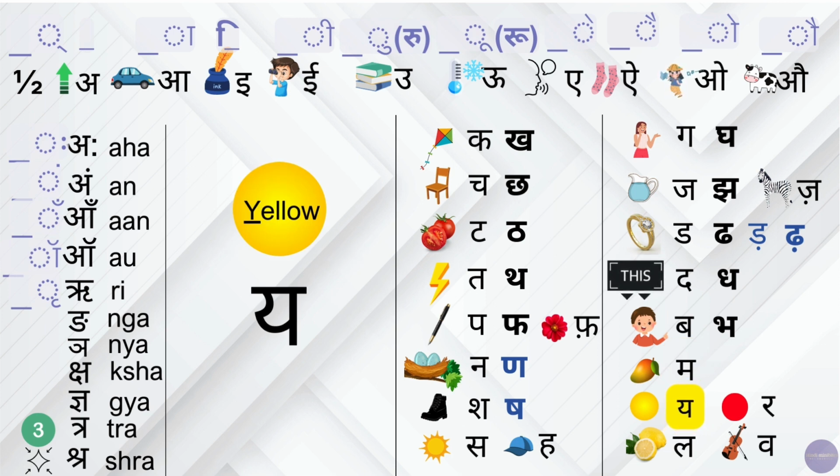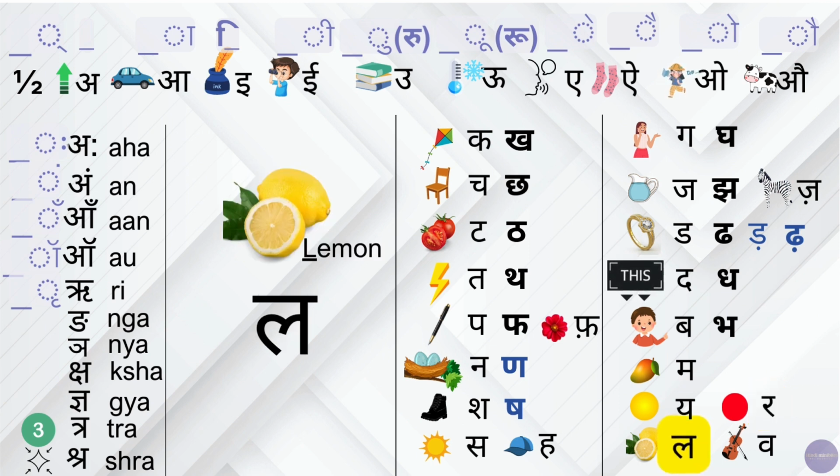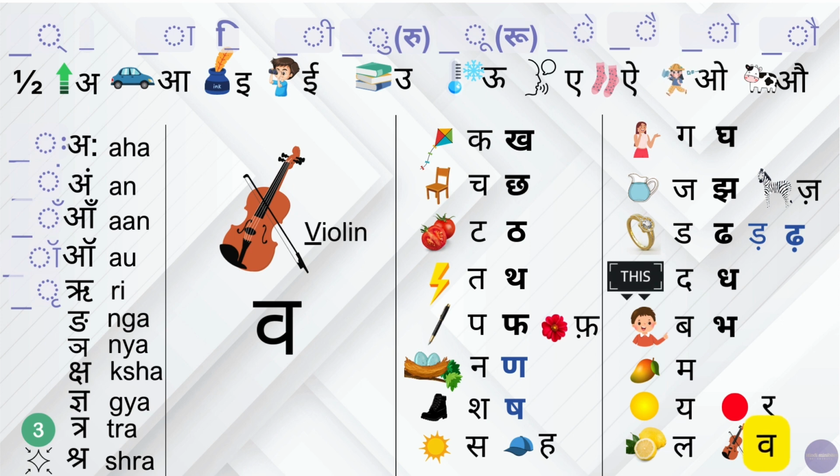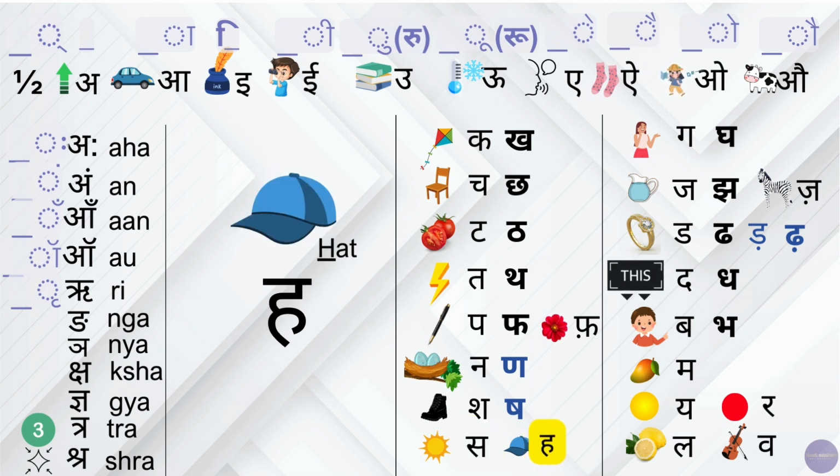Yellow, y, y. Red, r, r. Lemon, l, l. Violin, v, v. Sun, s, s. Hat, h, h.